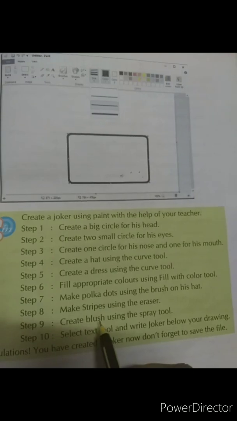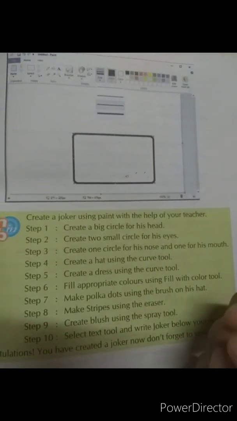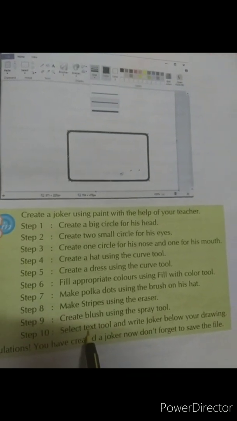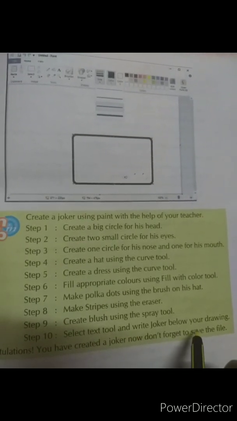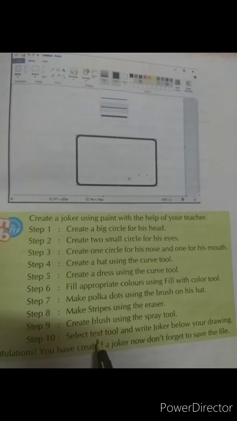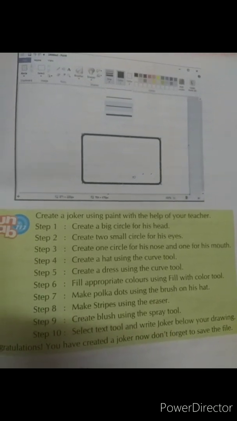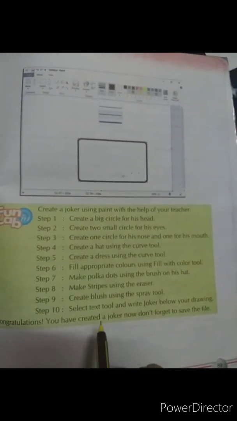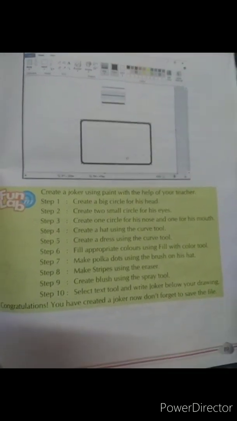Step 9. Create blush using the spray tool. You will use the spray tool for blush. Step 10. Select the text tool and write joker below your drawing. Okay, you will select the text tool and you will write joker. Is that clear? Now congratulations, you have created a joker. Now don't forget to save the file.